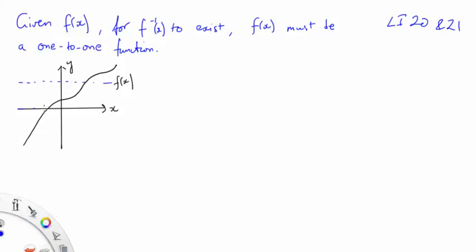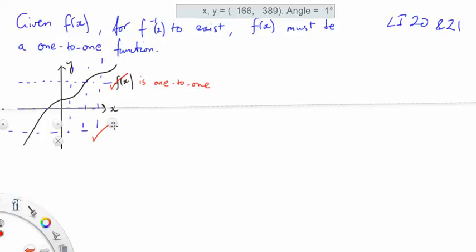So I can draw any horizontal line and only hit the curve once. And it passes the vertical line test to say it's a function. So if it passes the horizontal line test and the vertical line test, f of x is one-to-one. And we're happy with it. So to find an inverse function, for it to exist, the original function has to pass these tests. And let's remember what the inverse function actually is.